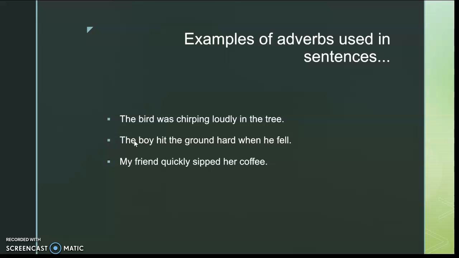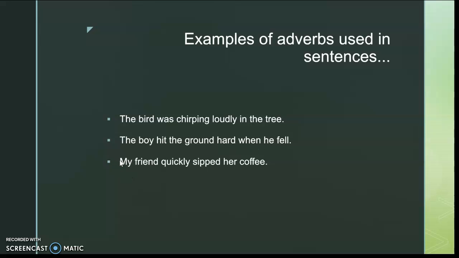The boy hit the ground hard when he fell. Okay, the boy did what? He hit. Now here's our question. How did he hit? He hit hard. If you notice, no "ly" at the end of it. It's just describing, again, how he hit. And sometimes our adverbs are not right beside our verb. We have to look for them and really think through those sentences.